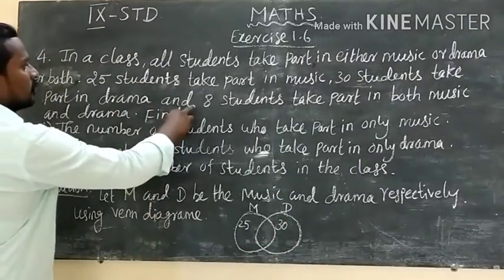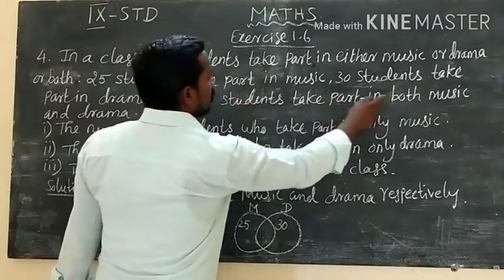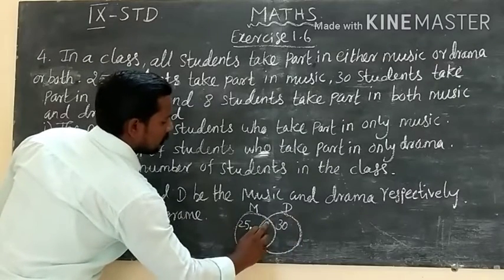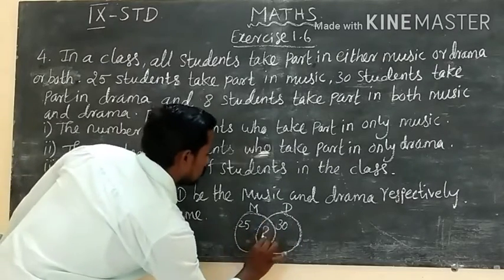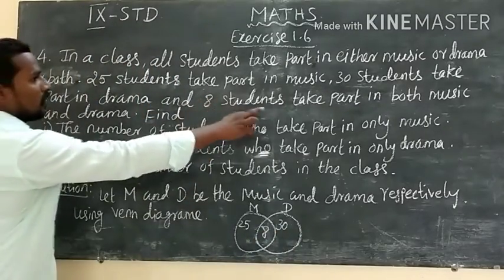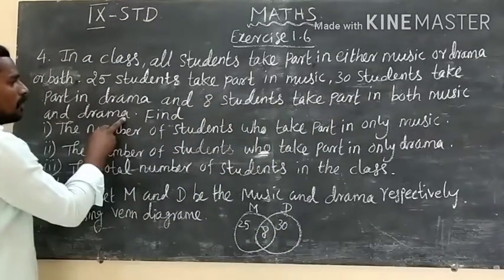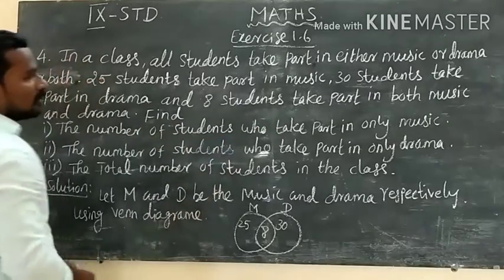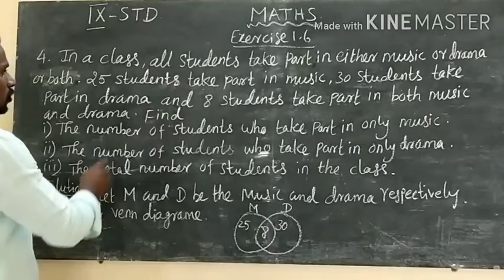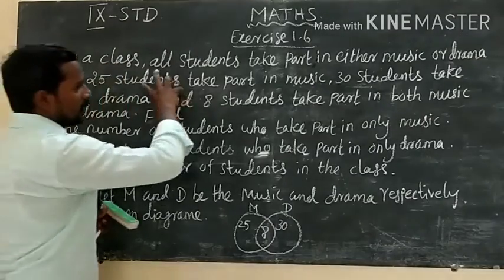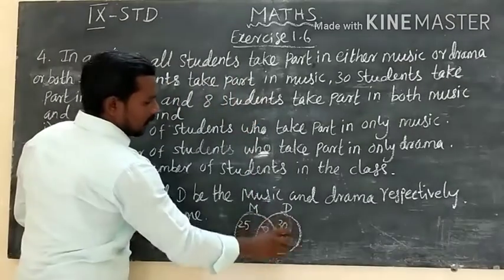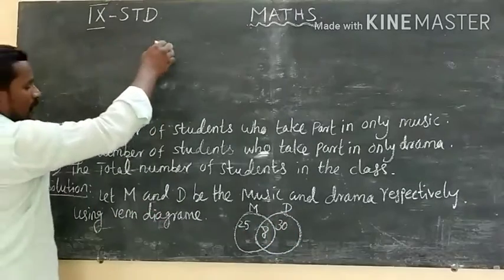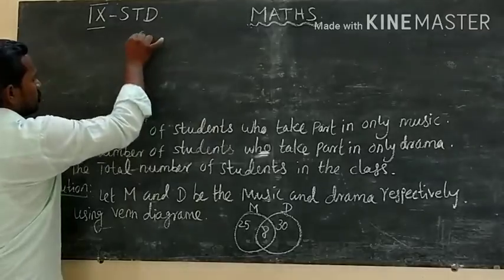Then 8 students take part in both music and drama, so the common place for music and drama is this. Here put 8. Once again, take and write all the values from the question in the Venn diagram. This is your first step.